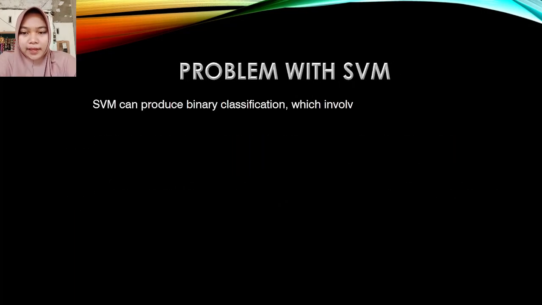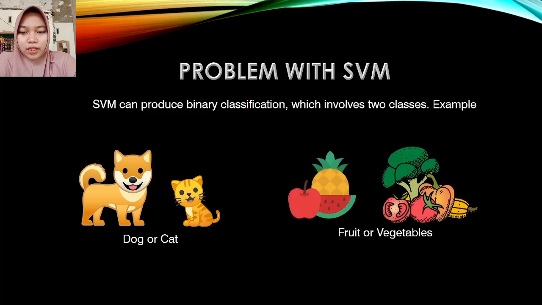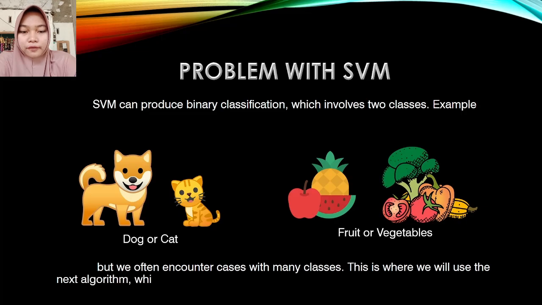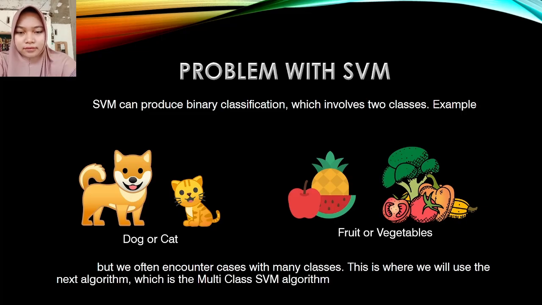Problem with SVM. SVM can produce binary classification, which involves two classes. For example, dog or cat, fruit or vegetables. But we often encounter cases with many classes. This is where we will use the next algorithm, which is the multi-class SVM algorithm.